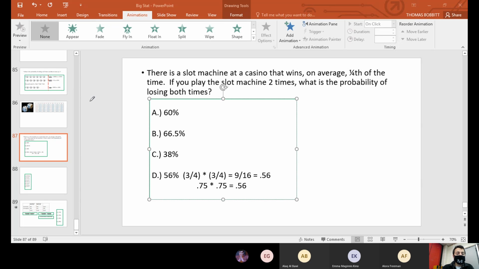So notice that if we were to do it this way now, let's say you play it once. What's the probability that you lose? Well, how many outcomes do we have? We have 4. And then how many of them are we losing? 3. And what's the probability that you win if you play it one time? Well, how many outcomes do we have? We have 4. And then how many of them do we win? 1.